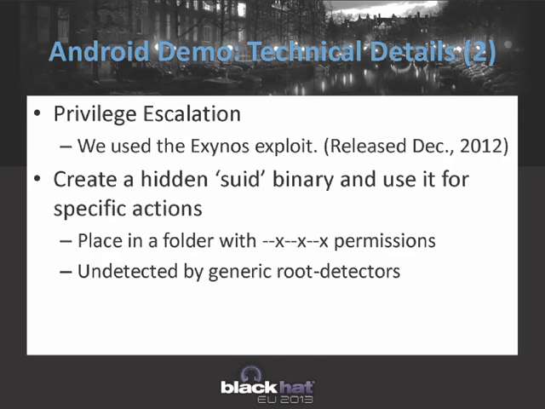on the device. We then use it to create a SUID binary on the phone. Now, we put the SUID binary in a folder with only execute permissions without read or write. This means that it allows us to only access files from the folder and not see what files are listed in the folder. This allows it to be undetected by most of the generic rooting detection mechanisms available on the Android, and it allows us to basically bypass the detection mechanism.